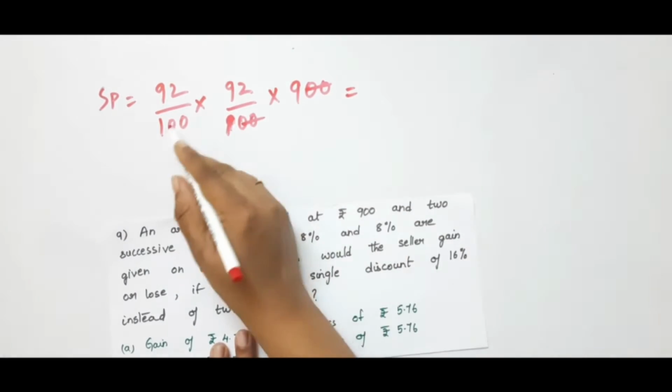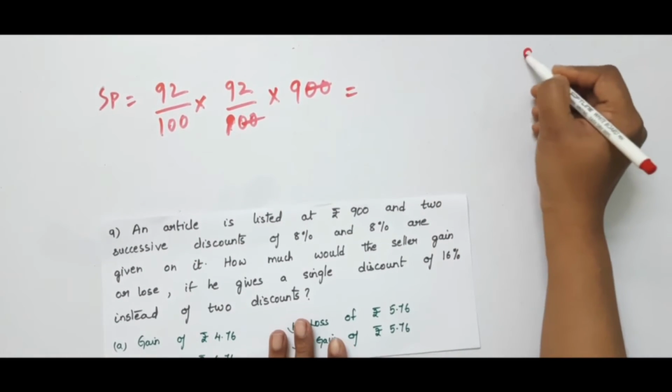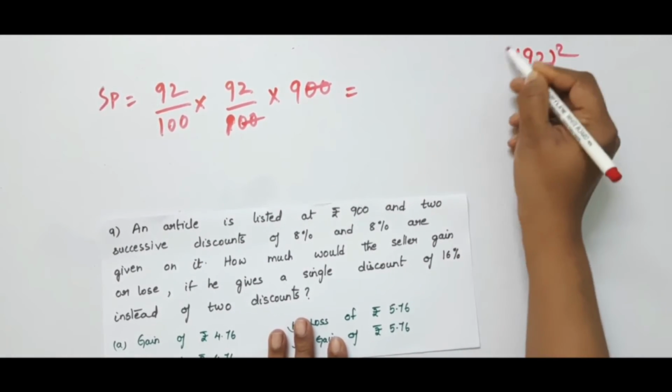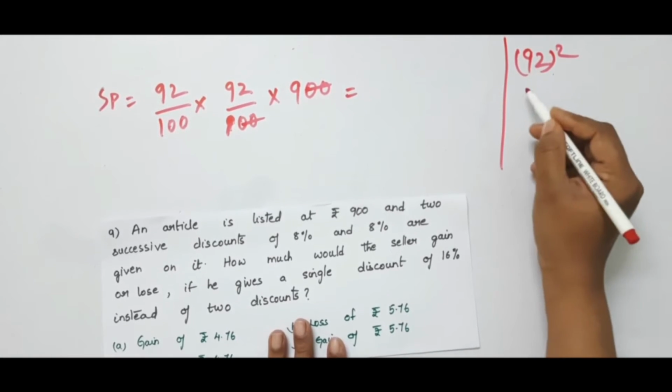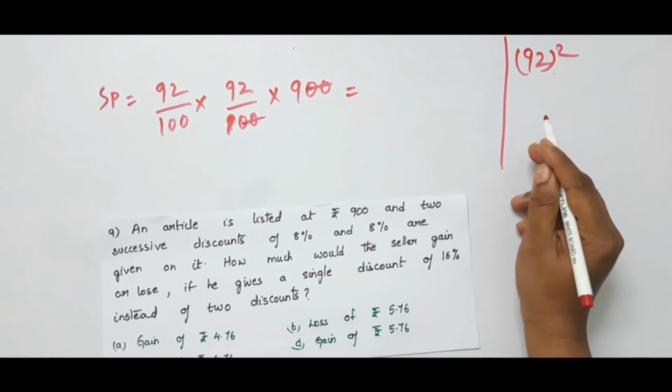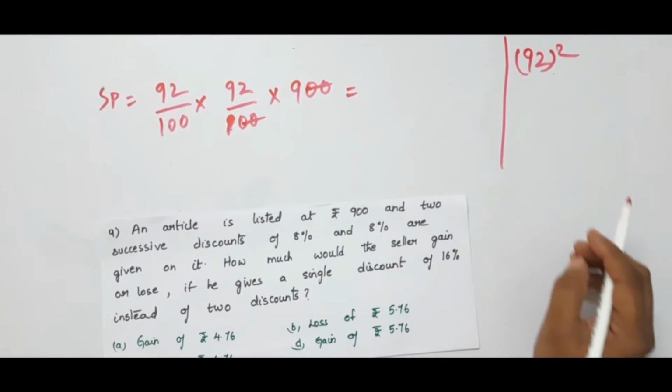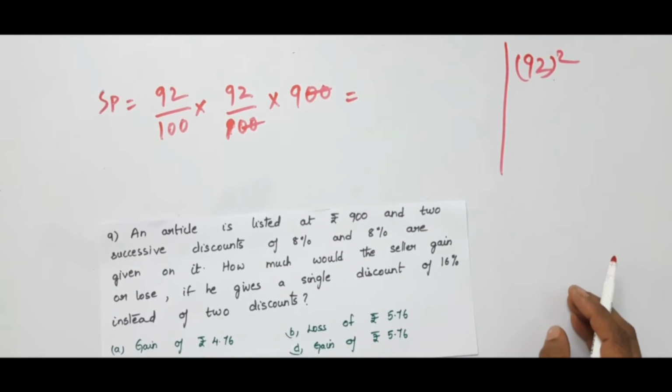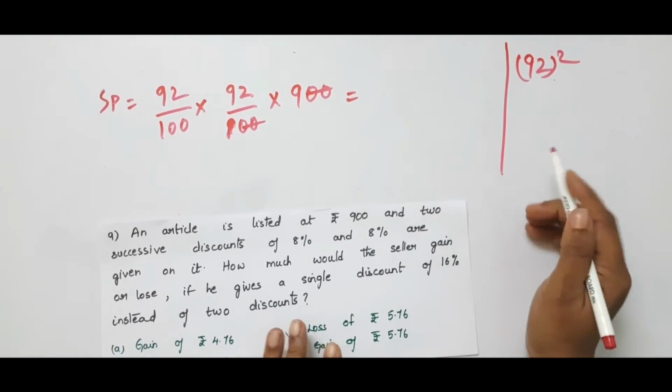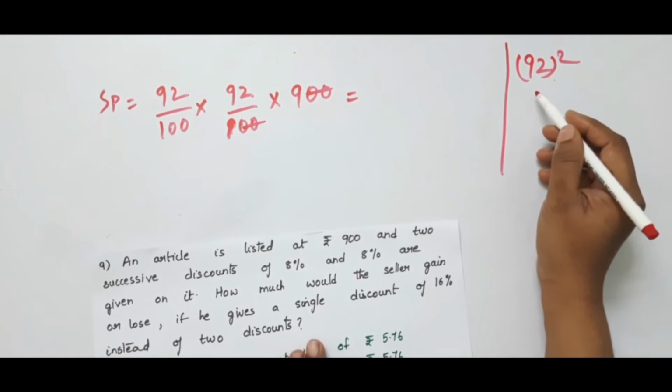This is nothing but 92 whole square. We have to find 92 whole square. I am using here the square trick which I explained in my channel. You can learn it from the trick for quick calculation. I have clearly explained in that video how to find the square of two digits.